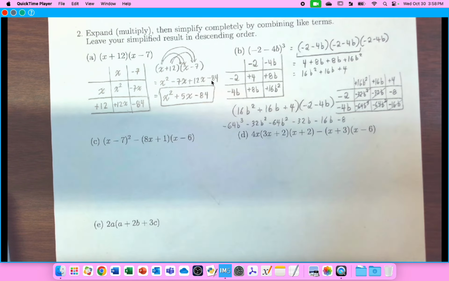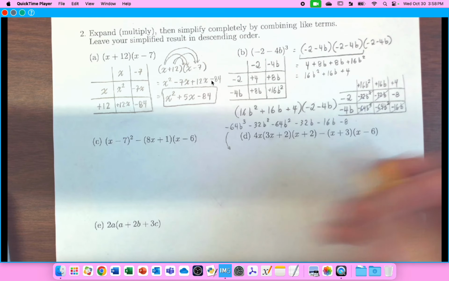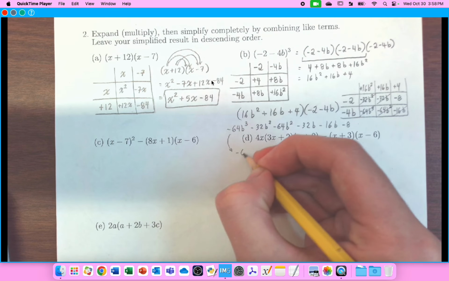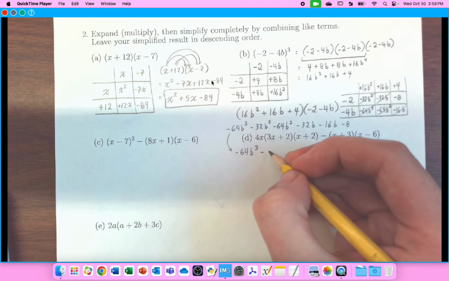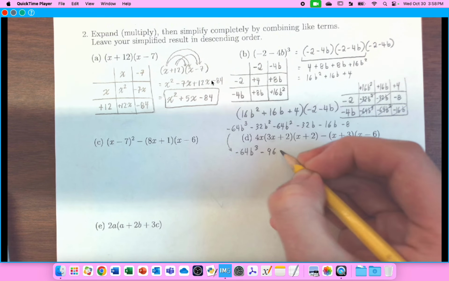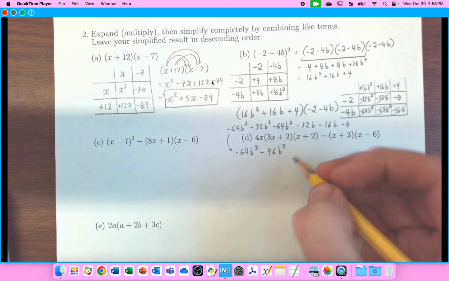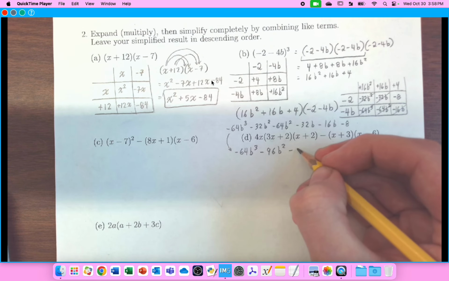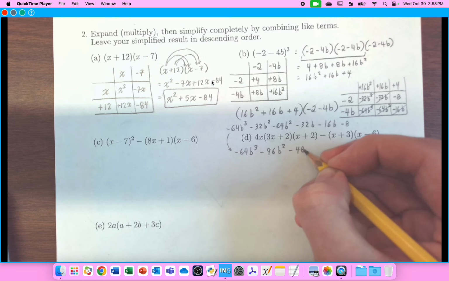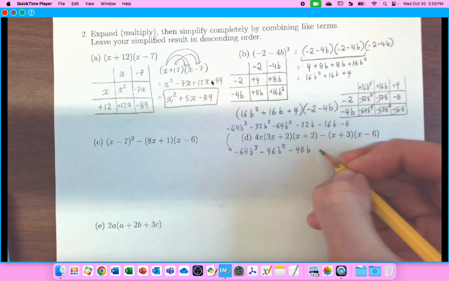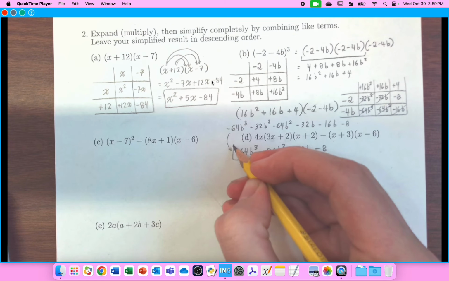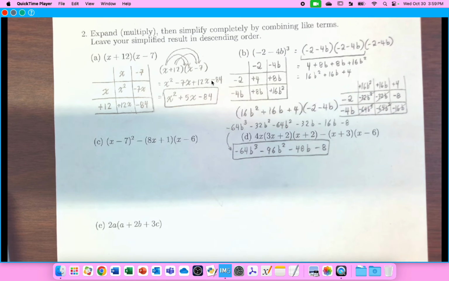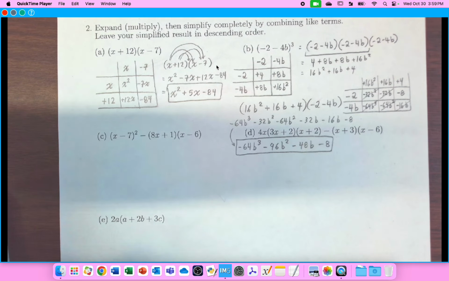Okay, so that's looking crazy. I'm gonna have to take some space here. Negative 64b cubed minus 96b squared minus 48b minus 8. Whoa. That was a hefty little problem.